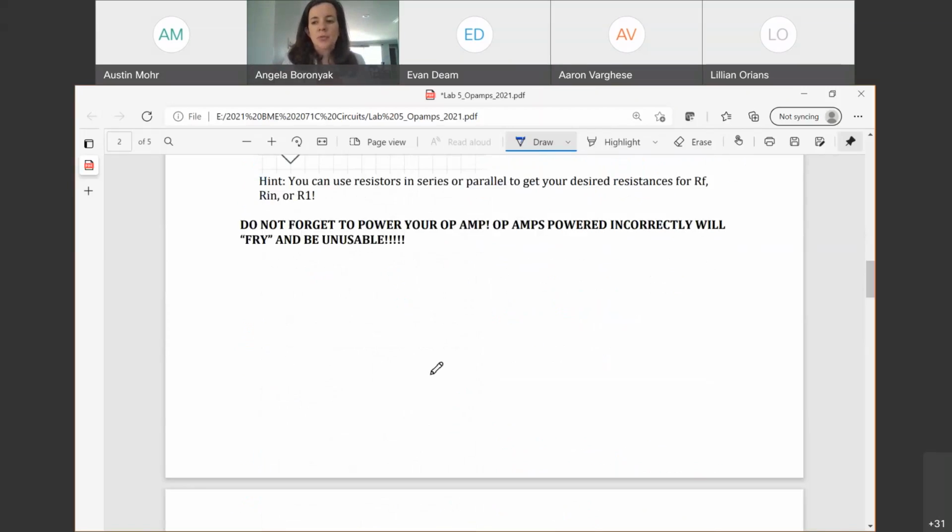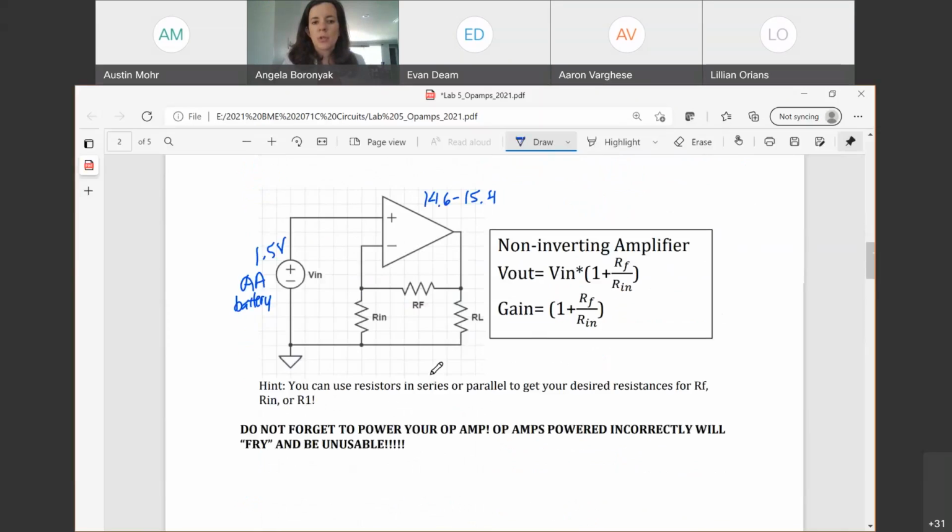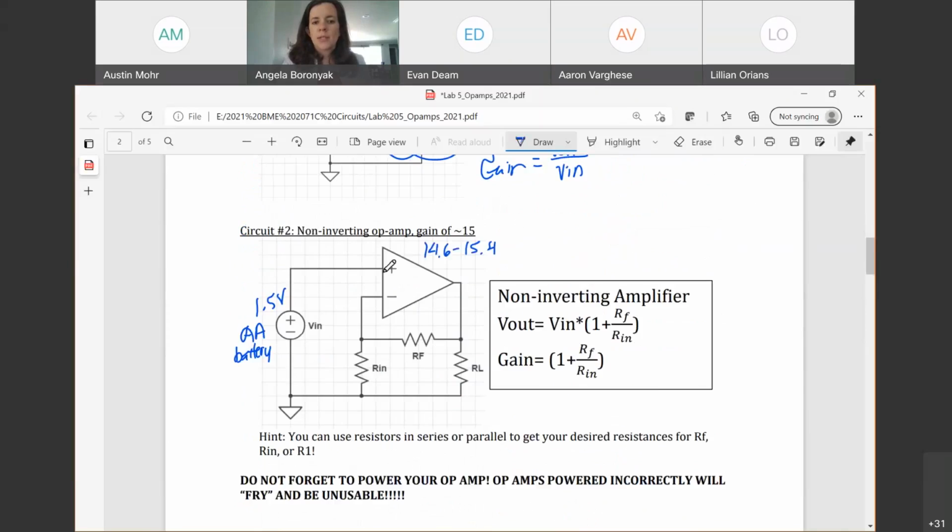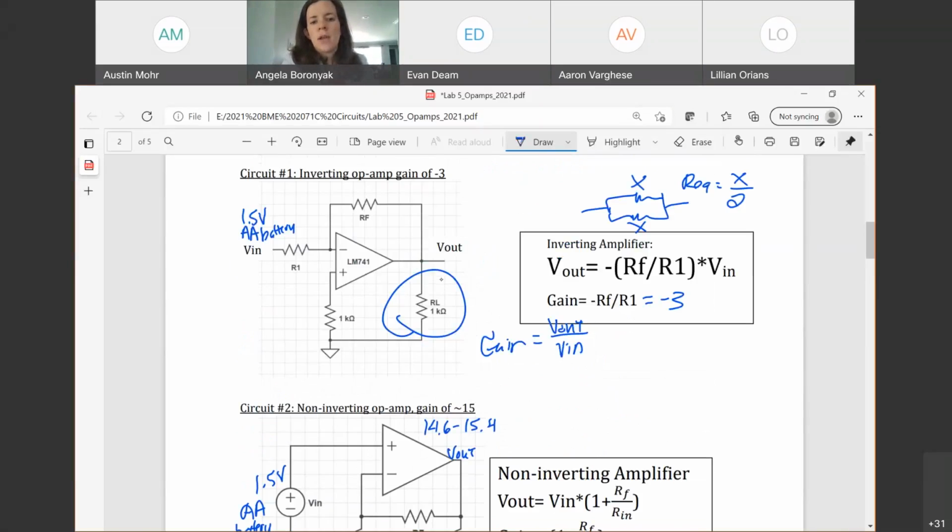The key with op-amps is, remember we said while we draw them with just 3 points, our non-inverting input, our inverting input, and our output, right? This is V out, coming from here. They have to have power for them to actually work.